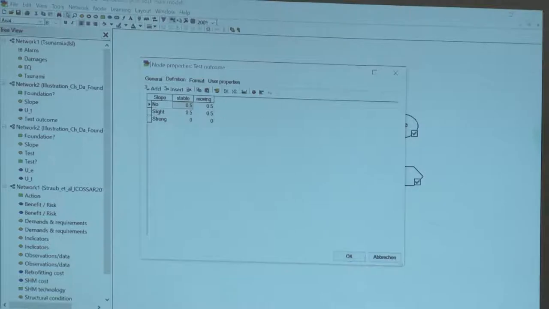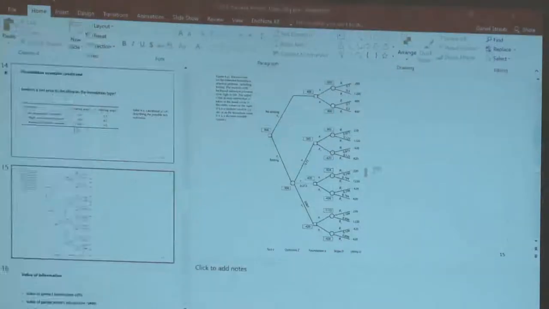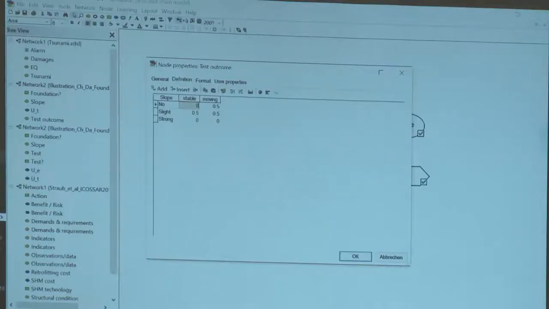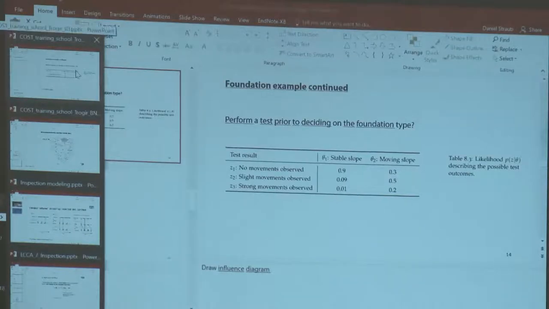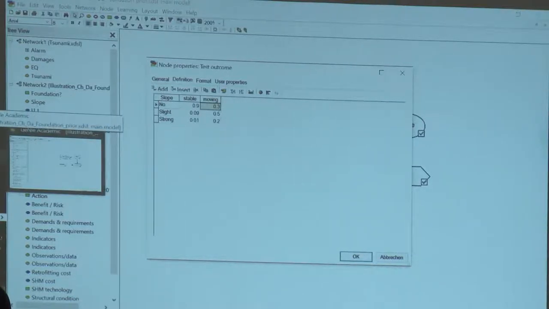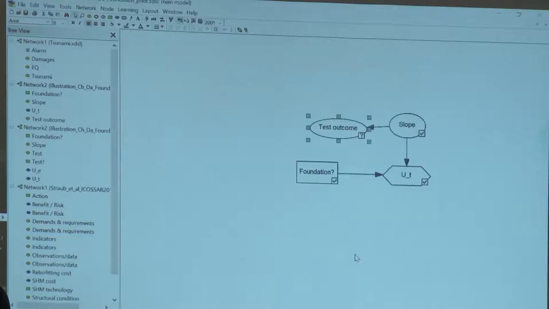Now I have to recall the numbers. Where were we here? 0.9, 0.09, 0.01, 0.9, 0.09, 0.01. And if it's moving, it was 0.3, 0.5, 0.2. Okay, so we see already that this is, yeah, okay. All right, so that's how it is.